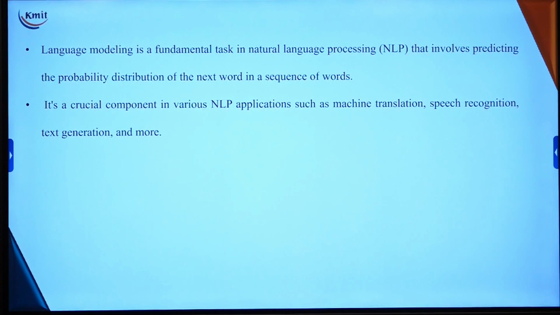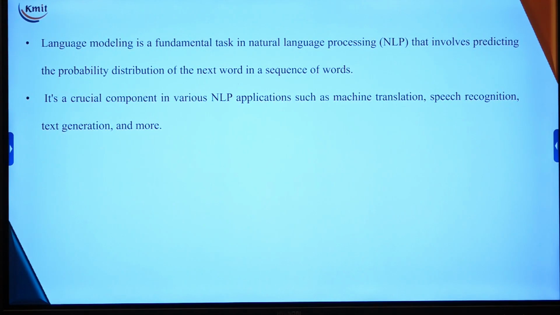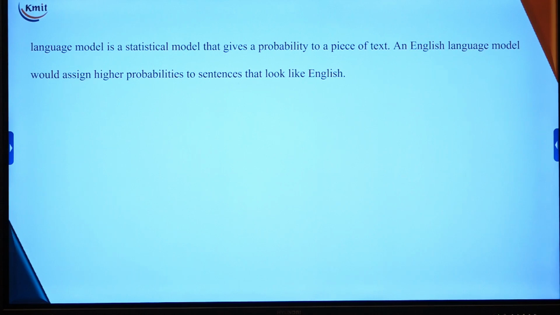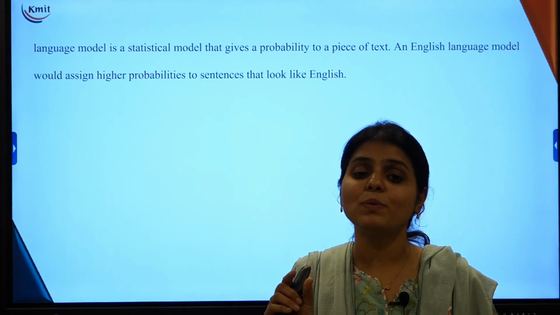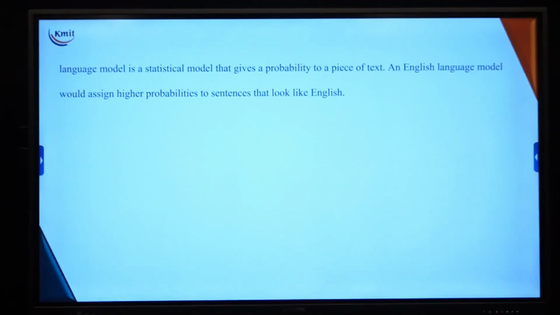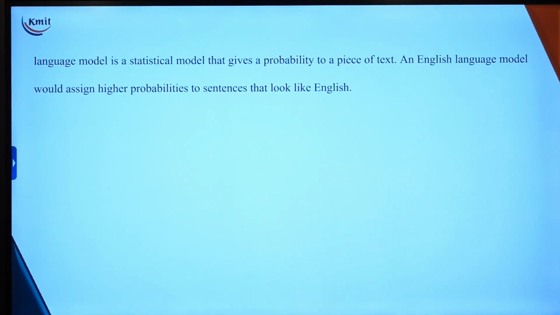We use language modeling, and hence we say it is a crucial component in many NLP applications such as machine translation, speech recognition, text generation, etc. A language model is a statistical model that gives a probability to a piece of text. An English language model would assign higher probabilities to sentences that look like English.